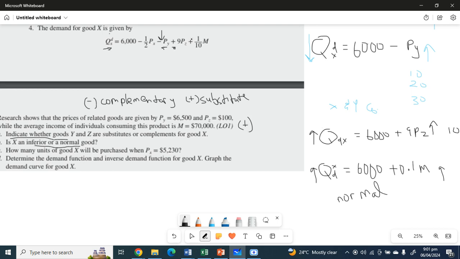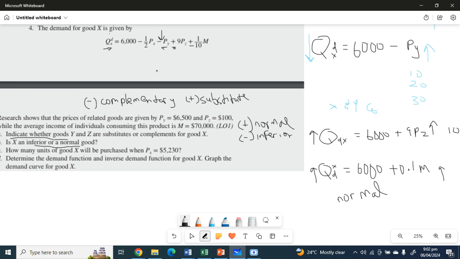So if there's a positive sign before the income, then you know it's a normal good. If it's a negative sign, then you know it is an inferior good. Okay. That's how you deal with these questions. Just try to isolate the two variables and see if you increase one, what will happen to the other, so that you'll be able to determine whether it's a normal or inferior good.